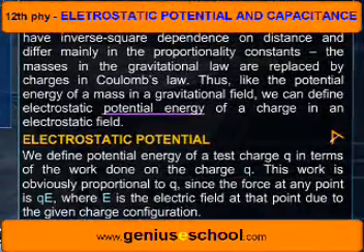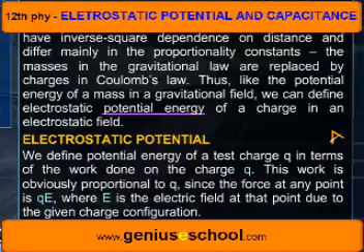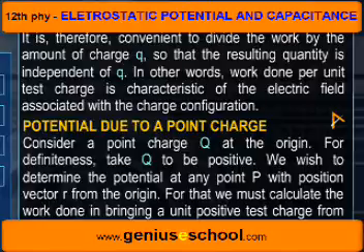Electrostatic potential. We define potential energy of a test charge Q in terms of the work done on the charge Q. This work is obviously proportional to Q, since the force at any point is QE, where E is the electric field at that point due to the given charge configuration. It is therefore convenient to divide the work by the amount of charge Q, so that the resulting quantity is independent of Q. In other words, work done per unit test charge is characteristic of the electric field associated with the charge configuration.